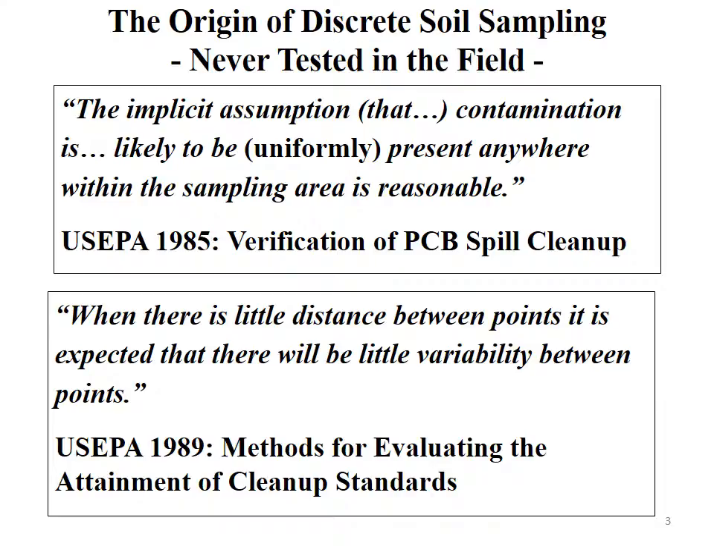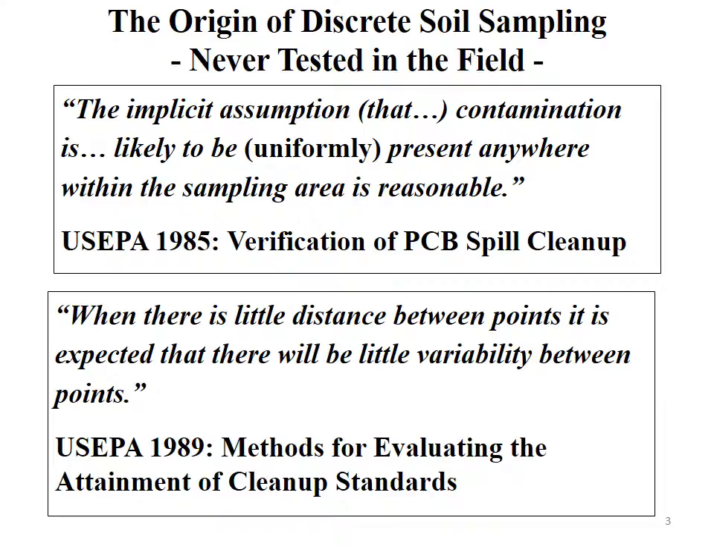"It's the implicit assumption that contamination is likely to be uniformly present anywhere within the sampling area is reasonable." So here they were assuming that contamination in soil would be very uniform. This relates to the expertise that the people writing the guidance had in studying wastewater discharges, where the concentration of contaminants in wastewater from an industrial facility was fairly consistent. It didn't really matter where you collected the sample or when you collected, as long as they didn't change the process in the facility.